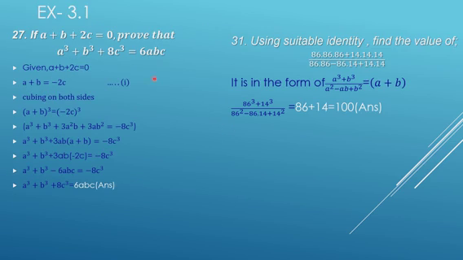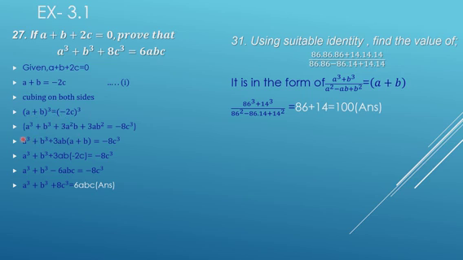The last sum is: if a plus b plus 2c is equal to 0, prove that a cube plus b cube plus 8c cube is 6abc. Now if a plus b plus 2c is equal to 0, I can write a plus b is equal to minus 2c, because I've taken 2c to this side. Now if I cube both sides, a plus b whole cube is equal to minus 2c whole cube.